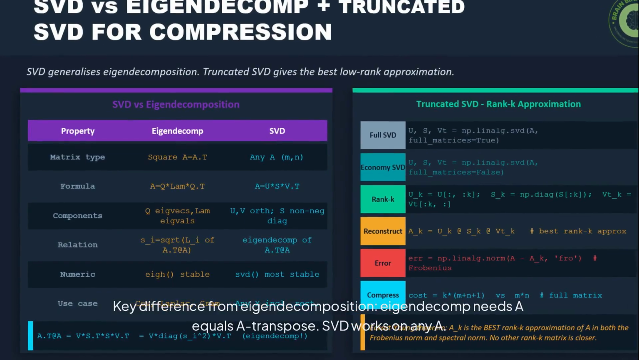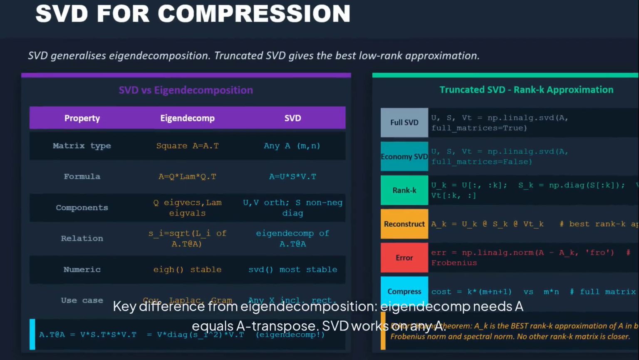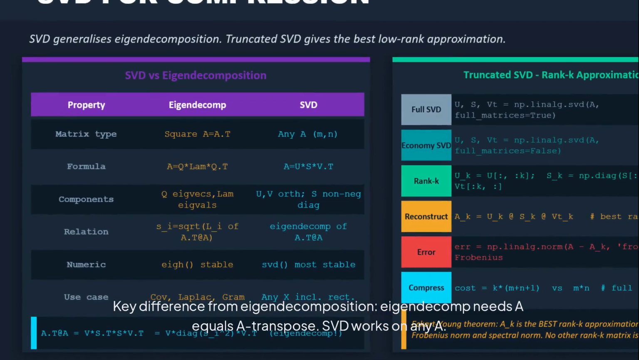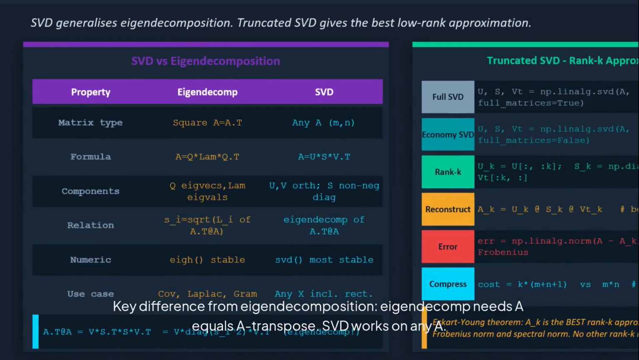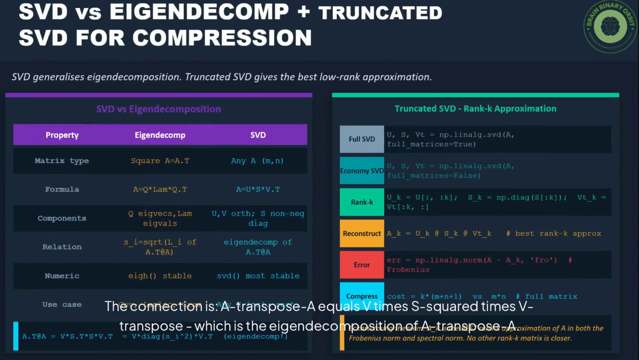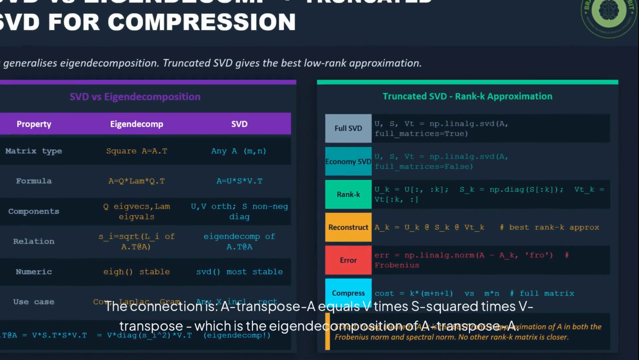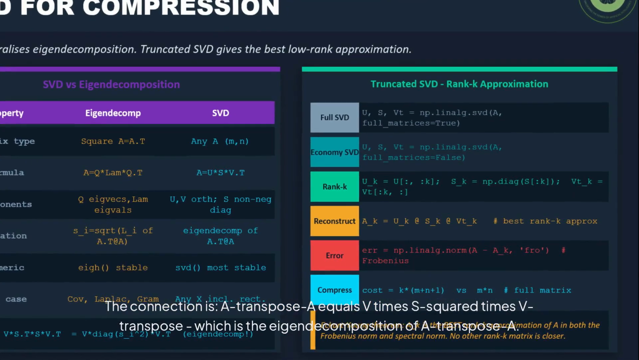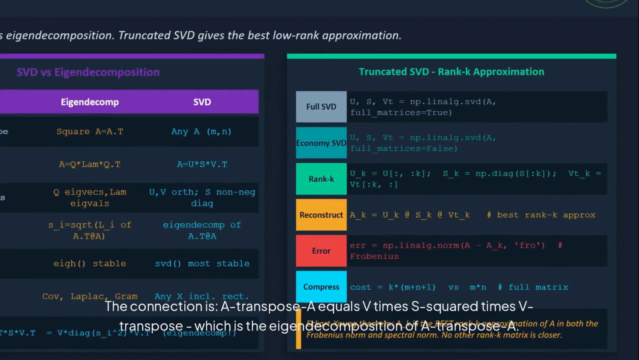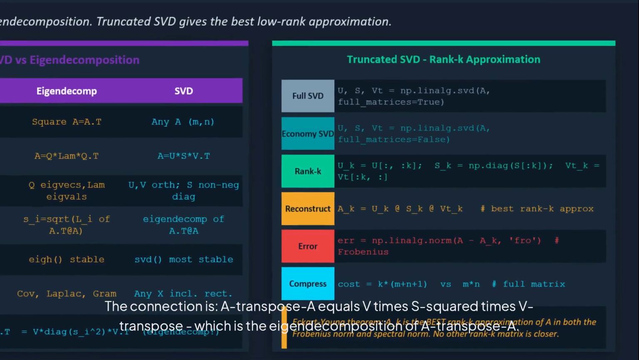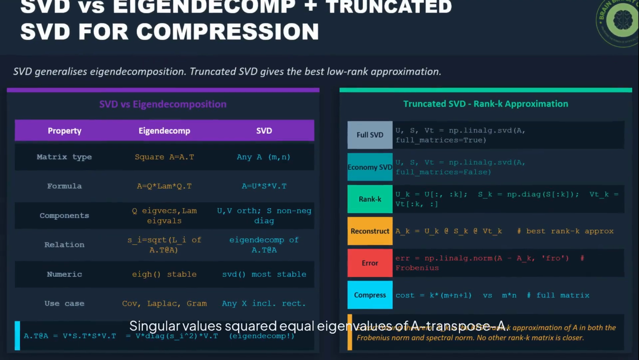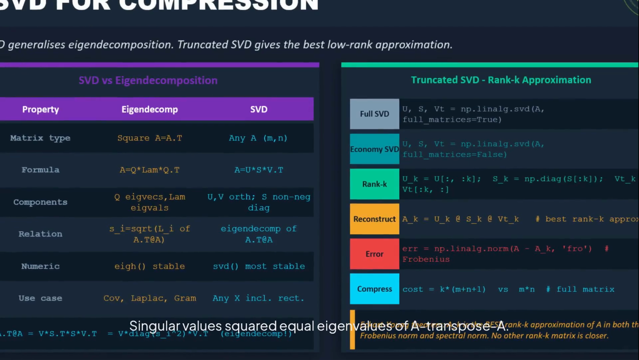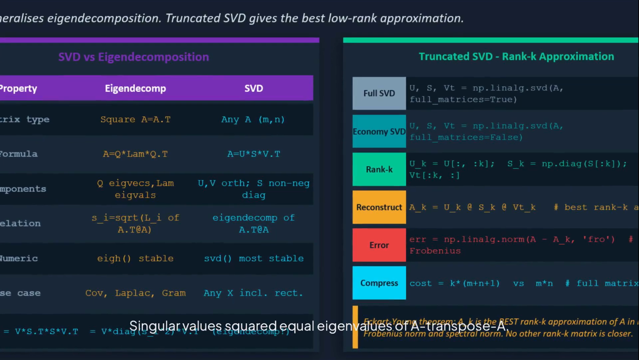Key difference from eigendecomposition: eigendecomposition needs A equals A transpose. SVD works on any A. The connection is A transpose A equals V times S squared times V transpose, which is the eigendecomposition of A transpose A. Singular values squared equal eigenvalues of A transpose A.